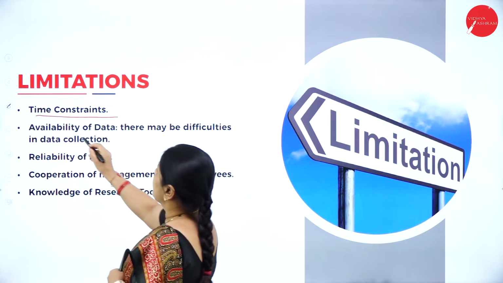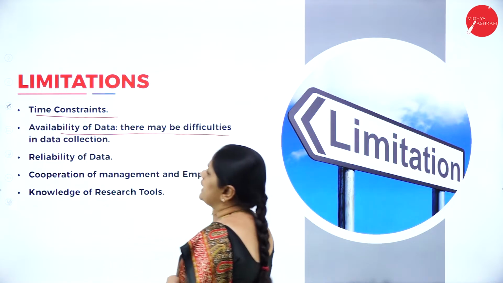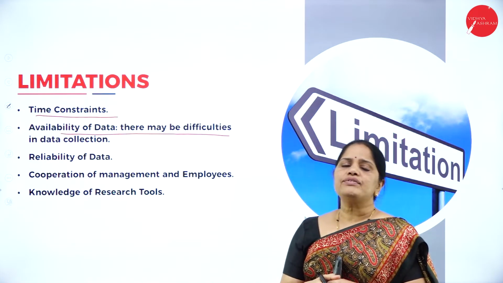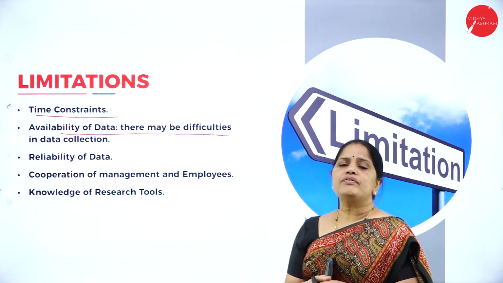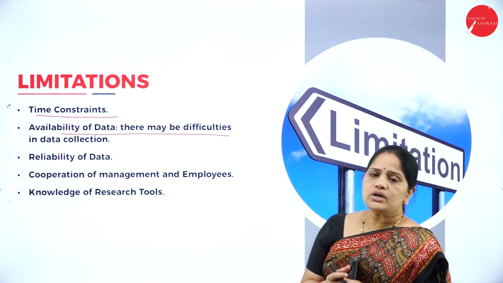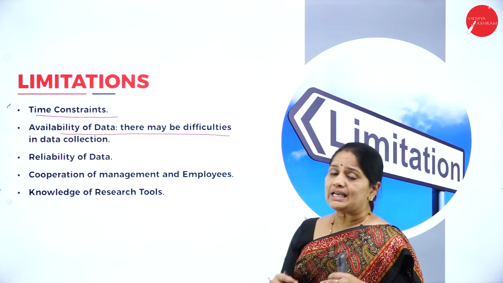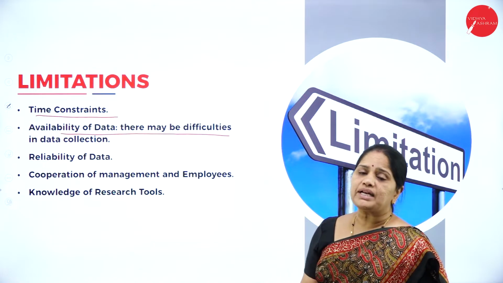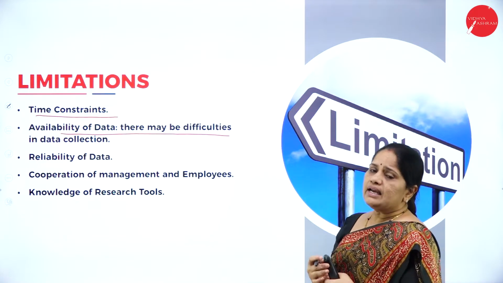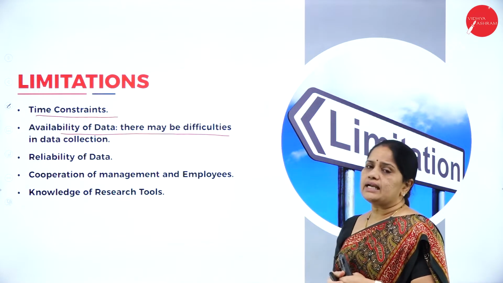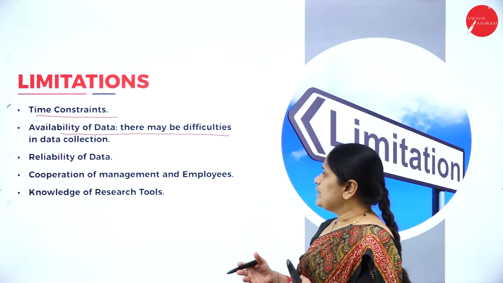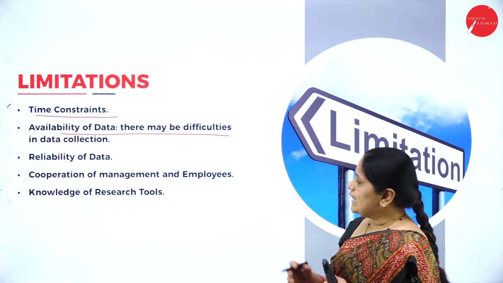Then the second one is availability of data. The research also depends on what kind of data is available for our research. So what kind of information do you need? If the information you need has to be collected first hand, or if it is primary data which you have to collect, then it will take a longer time. But if you rely on the secondary source, it may not be very reliable. So there may be difficulties in data collection.